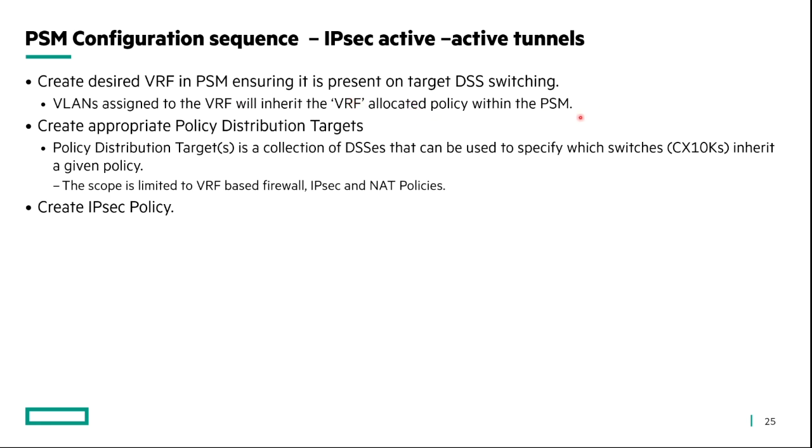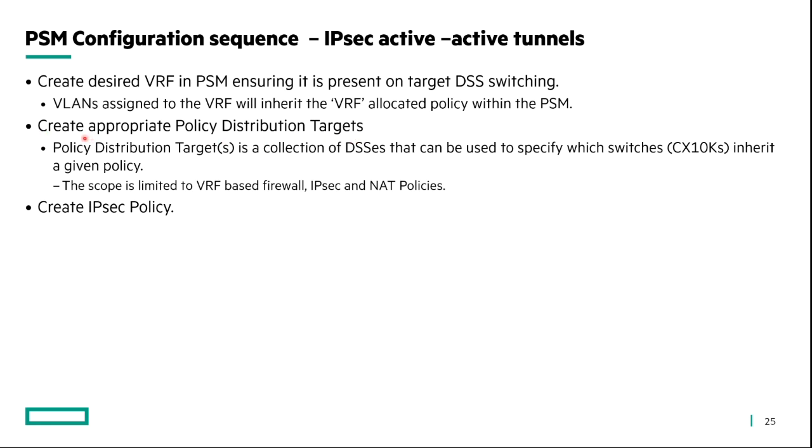So what I mean by that is once you create a policy, then allocate it to the VRF within the PSM, the VLANs will be redirected to the DSM dynamically. You don't have to manually redirect them. And then you create the appropriate policy distribution targets.